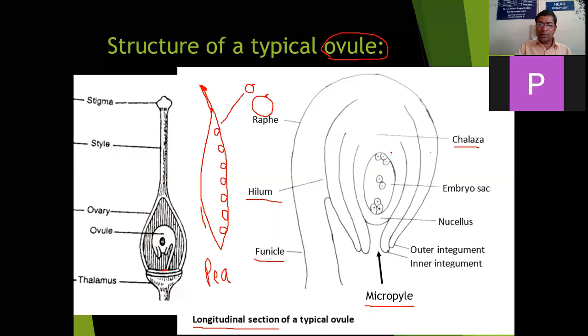Now this embryo sac is covered by an outermost part called the nucellus. Now this nucellus is the central mass of the ovule, which is softer, and inside this nucellus you will observe the presence of the embryo sac. Now this embryo sac usually consists of 8 nuclei.